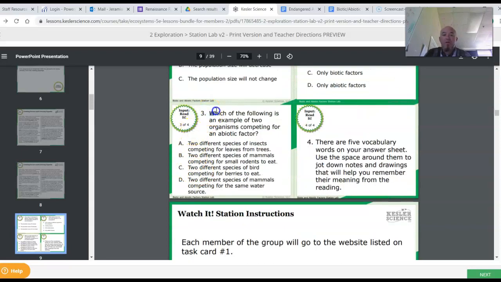Question 3, which of the following is an example of two organisms competing for an abiotic factor? Is it A, two different species of insects competing for leaves? Is it B, two different species of mammals competing for small rodents to eat? Is it C, two different species of bird competing for berries to eat? Or is it D, two different species of mammals competing for the same water source?